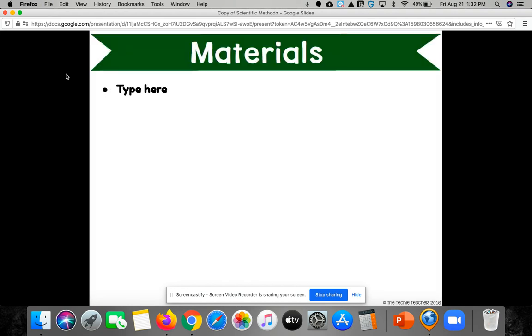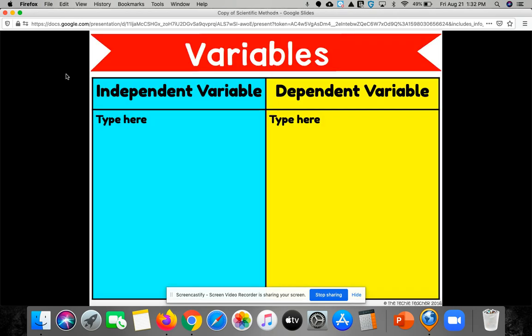The next slide, I want to make sure you're paying attention during the experiment. What are the important materials? You can just list them right there. And here, each lab will have a different amount. Remember, independent variable is the only change or variable in that lab. So if I'm testing what paper towels work best, the independent variable would be the name brand of the paper towels. It should only be one thing I'm changing.